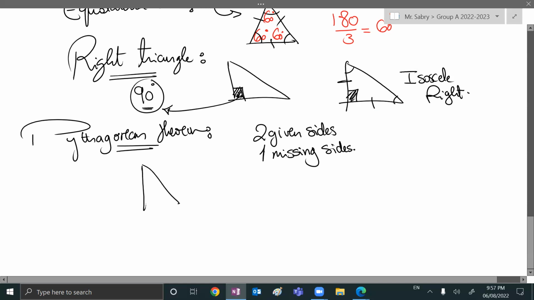What does the Pythagoras theorem say? It says that the side in front of the 90 degrees, which we call the hypotenuse, squared is supposed to be equal to the lengths of the other two legs squared as well. This is the rule. How is this useful?